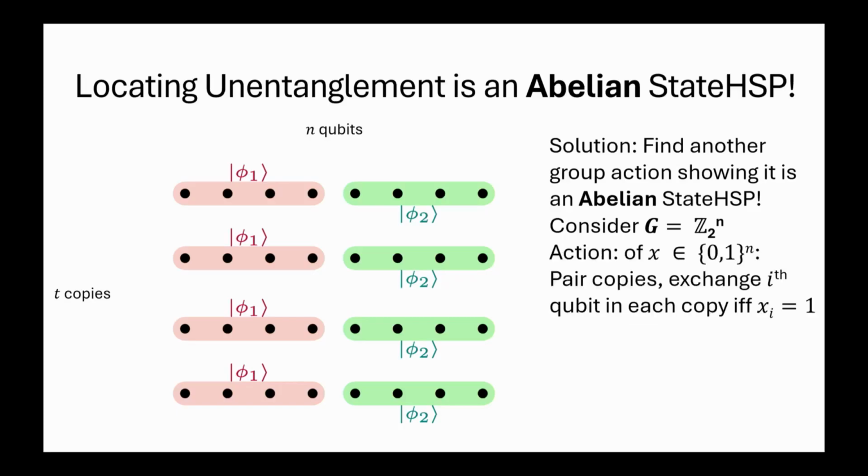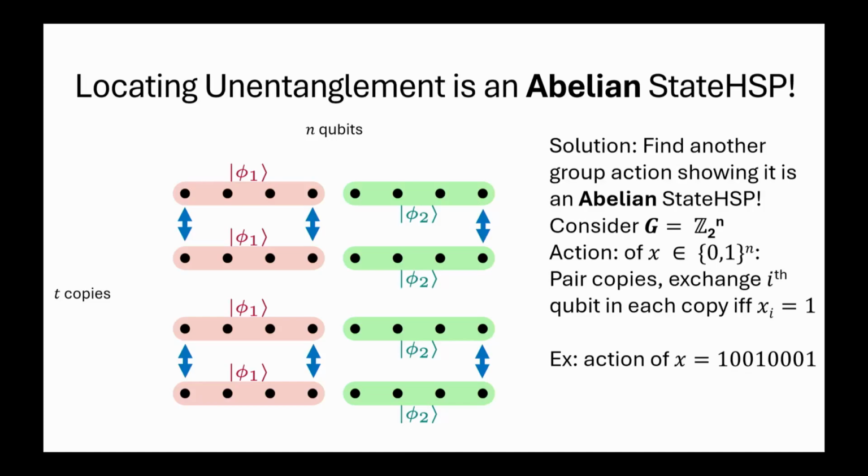And the way that we define the representation of this group on our states is, first we assume the number of copies of the state is even, and we pair up the copies. So the first copy is paired to the second copy, the third copy is paired to the fourth copy, etc. And what we'll say is if the ith bit of a string x is 1, we're going to apply a swap gate between the ith bit of all of the paired copies.